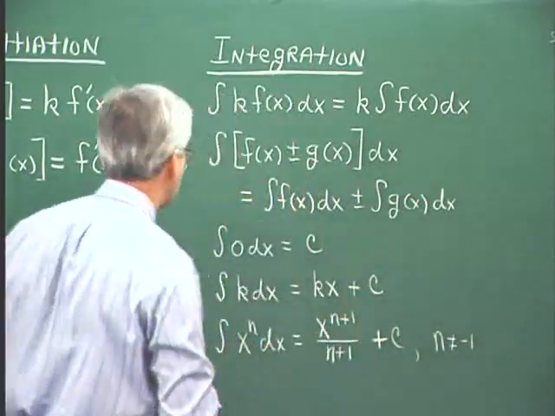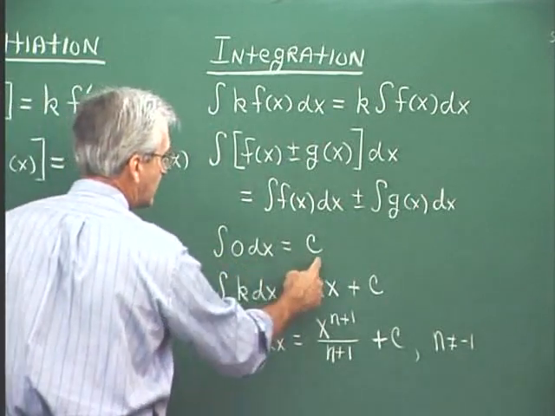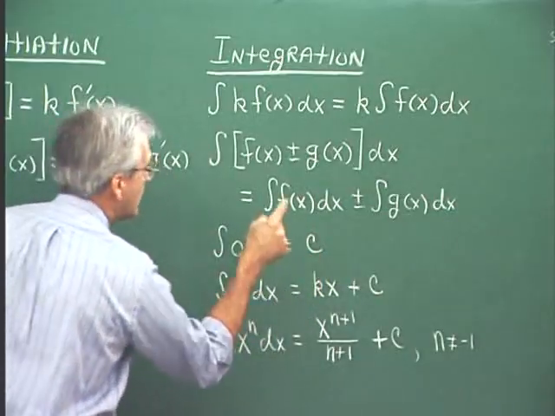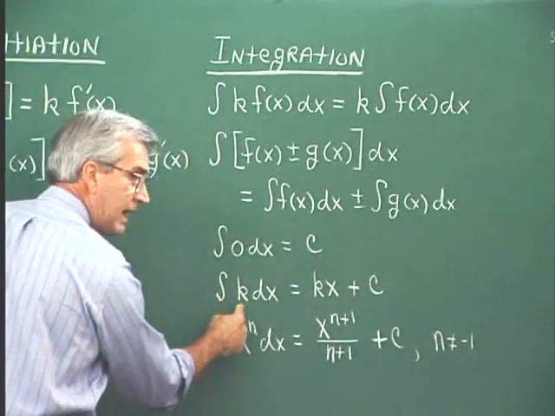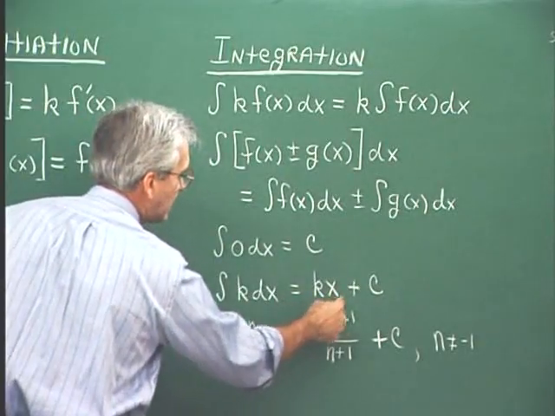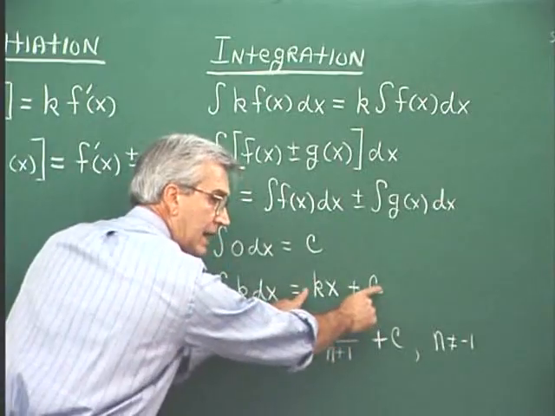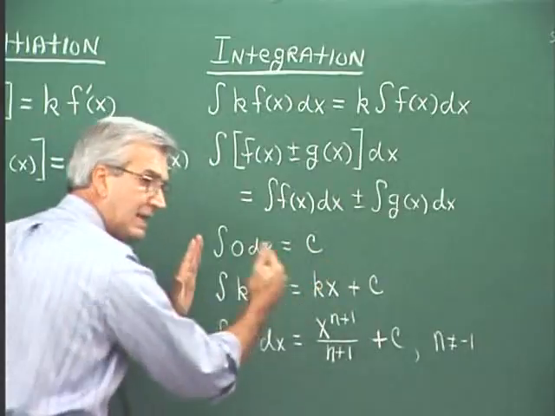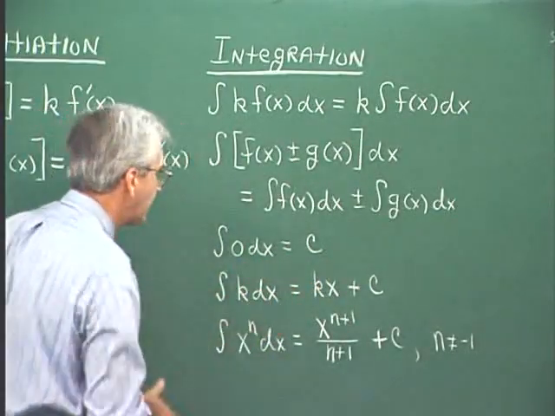Now, here are some specific ideas. The integral of 0 dx is simply c, a constant, because the derivative of a constant is 0. The integral of a constant k with respect to x, or dx, is k times x plus c, because the derivative of kx plus c will give k. You see, we can always kind of check this idea of integration by performing the task of differentiation.